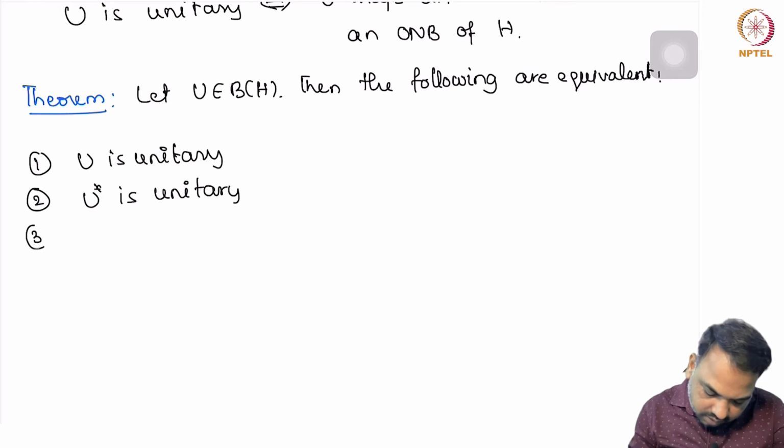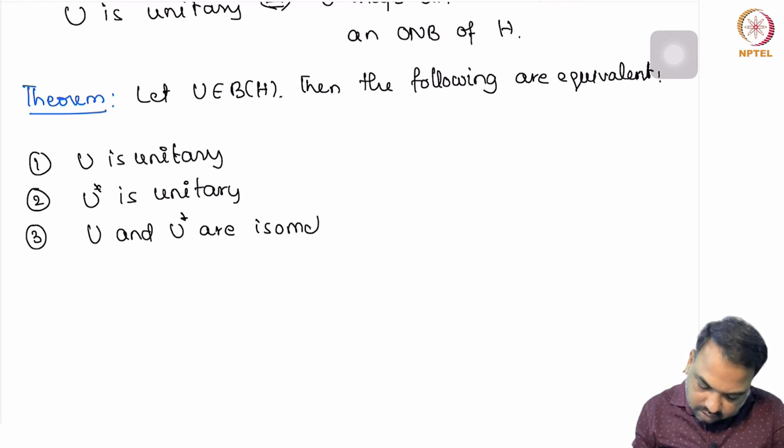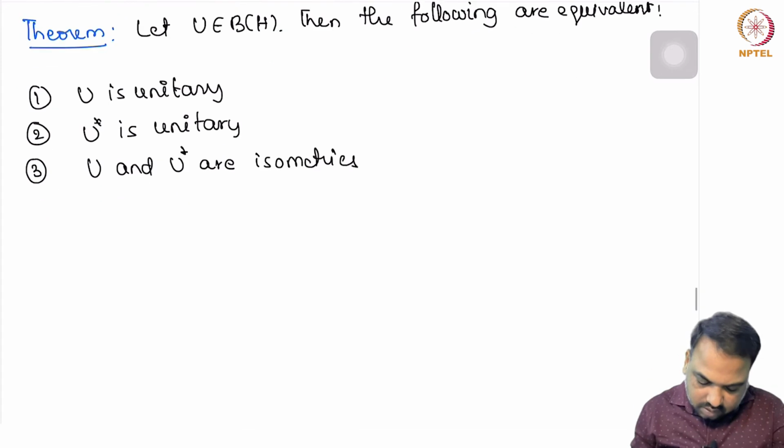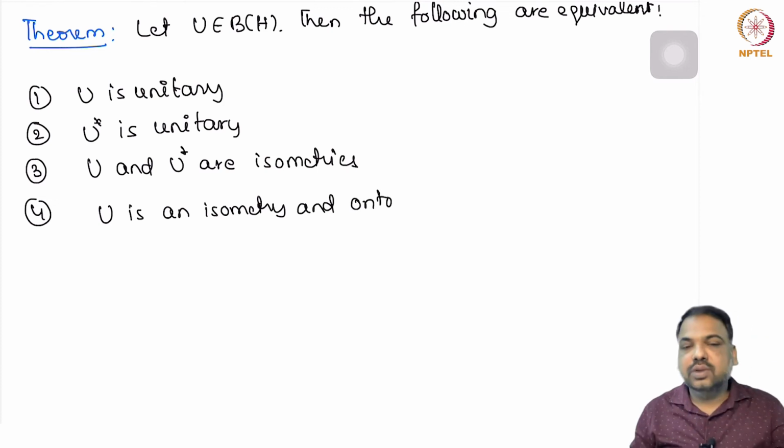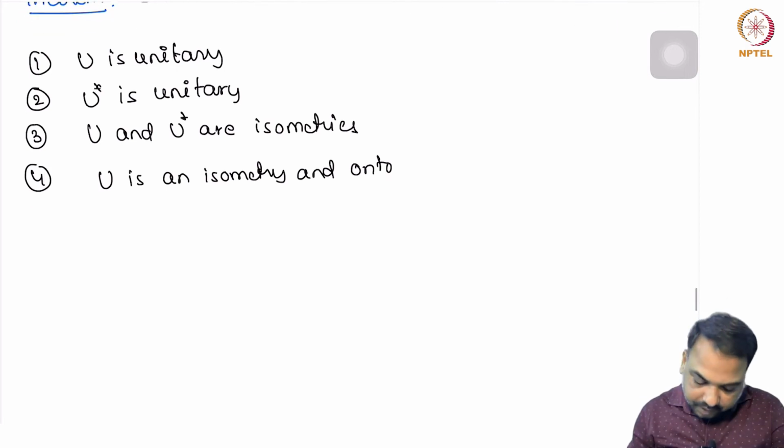And we have already observed that both U and U star are isometries. And this implies U is an isometry and onto, because when U star is an isometry, kernel of U star is 0, that is equivalent to range of U being everything, because range of U is closed as it is an isometry. So from that we can conclude that U is an isometry and onto.